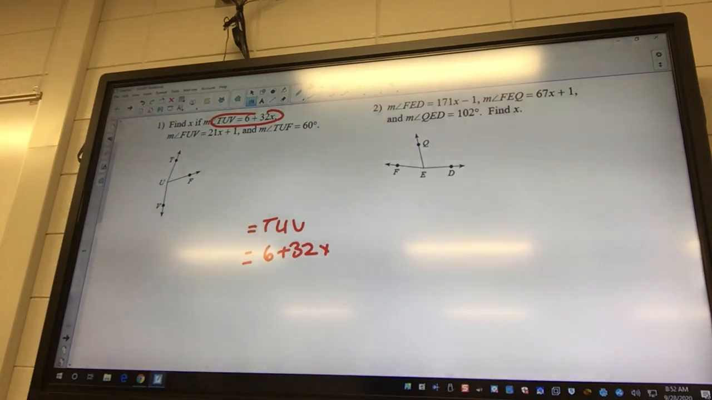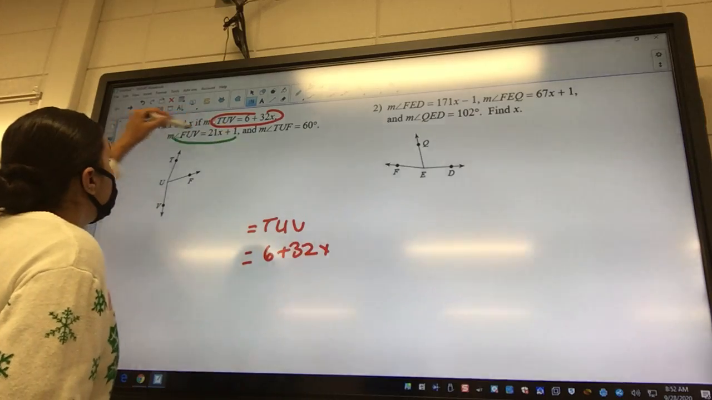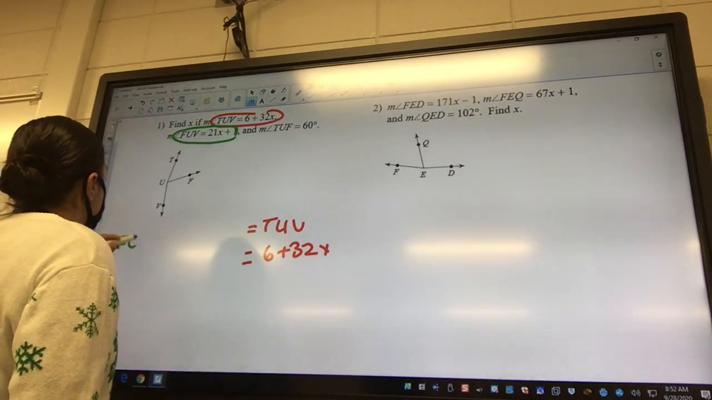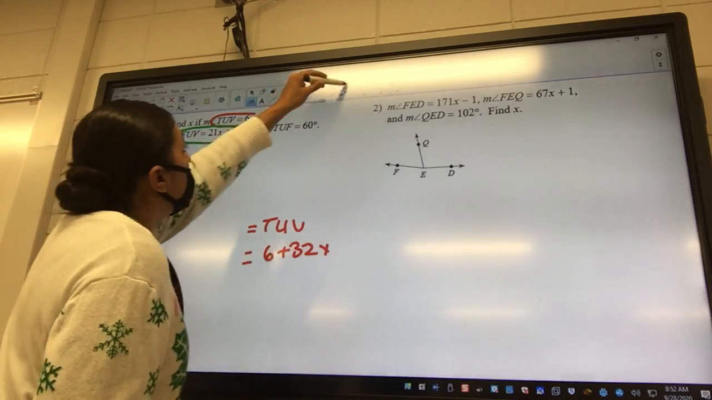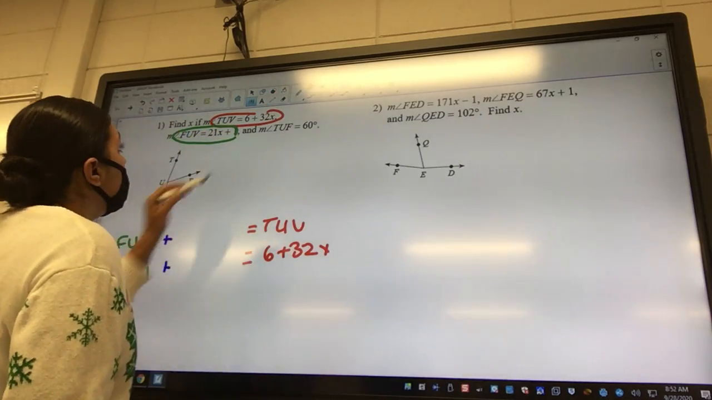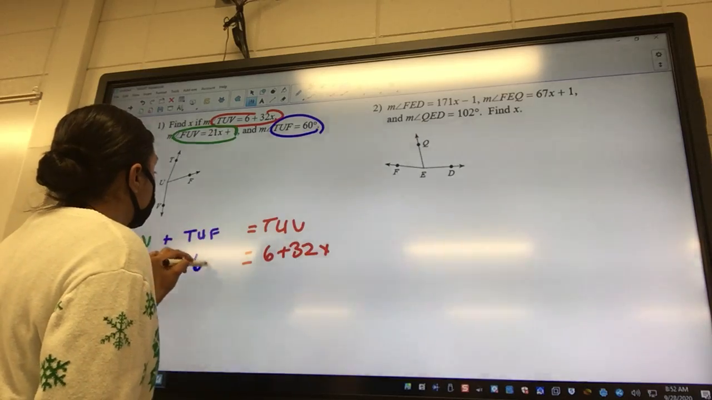Okay, and then we got FUV. Is that a little one or a big one? Little. It's a little one. FUV is 21x plus 1. And then we got TUF, and that's our other little one. TUF is 60.